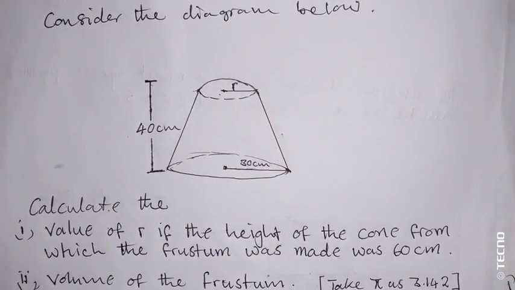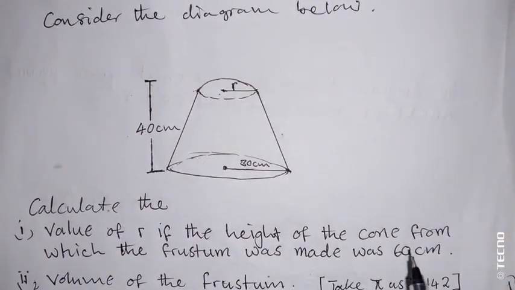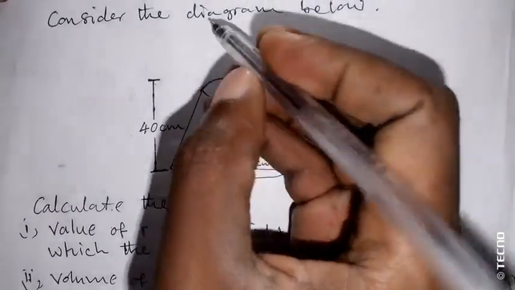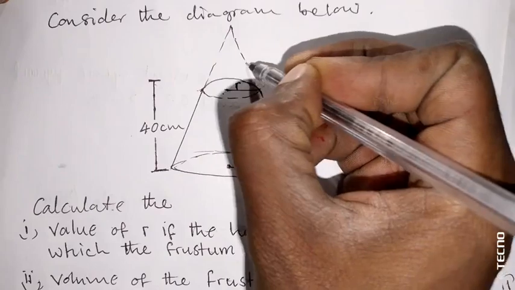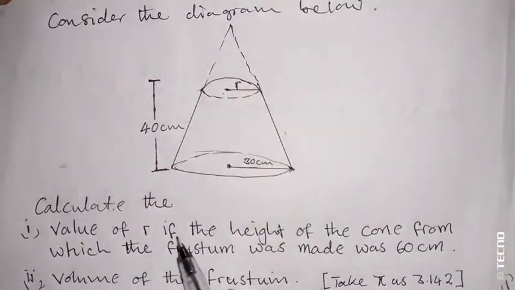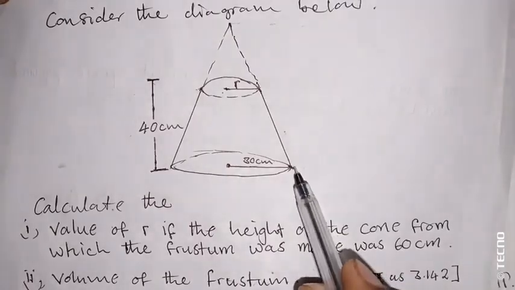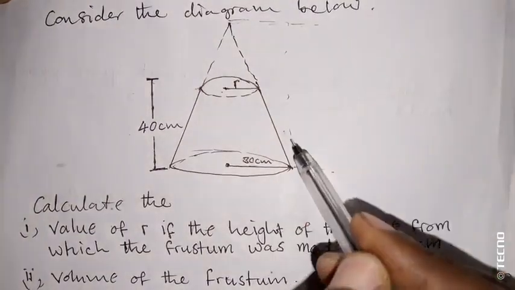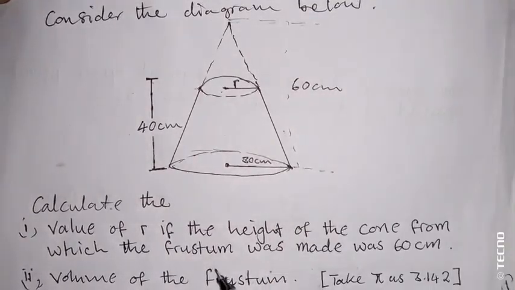The other information that we have been given is the total height of this cone before it was cut into this frustum, which is 60 centimeter. When you talk of a cone, it's something like this. When we extend this, it looks like this. This is a cone. We have been told that the height of this cone is 60 centimeter, before it is cut.